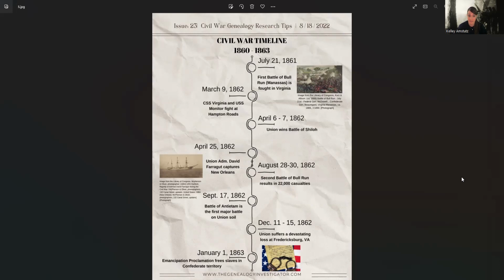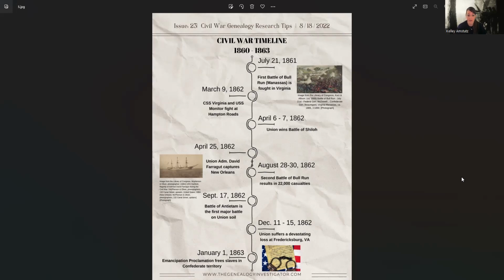1862, the CSS Virginia and the USS Monitor fight at Hampton Roads. The Union wins the Battle of Shiloh, April 6th and 7th of 1862. The Union Admiral David Farragut captures New Orleans, April 25th, 1862. The second Battle of Bull Run happens. It results in 22,000 casualties, August 28th through the 30th of 1862. The Battle of Antietam is the first major battle on Union soil on September 17th, 1862. Then the Union suffers a devastating loss at Fredericksburg, Virginia, December 11th through the 15th of 1862.